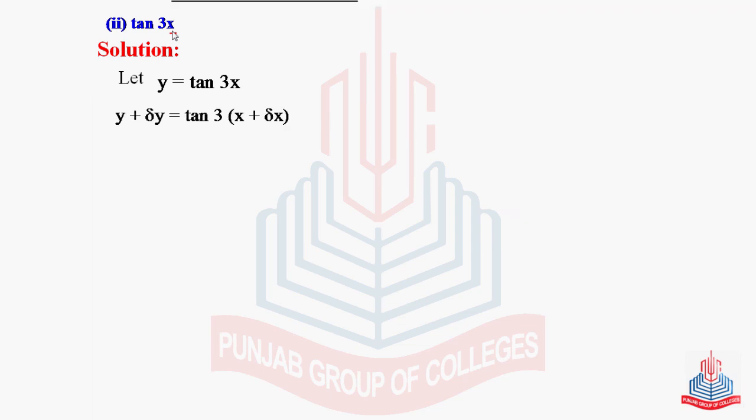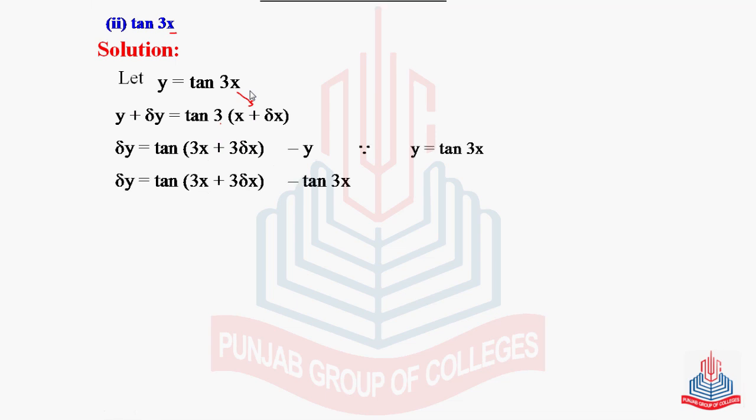So the first step is y plus delta y, and on the right hand side that will become tan of 3x plus delta x. This x is just replaced with x plus delta x, so delta y will become tan(3x plus 3 delta x), by multiplying the 3 with x and delta x, minus y. And we know that the value of y is tan 3x, so putting that in, delta y is equal to tan(3x plus 3 delta x) minus tan 3x.